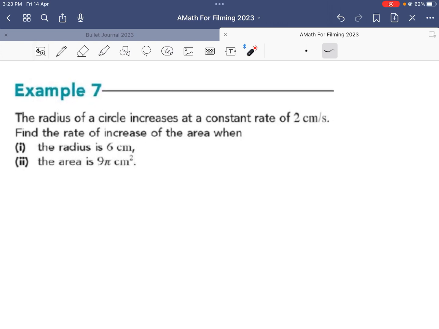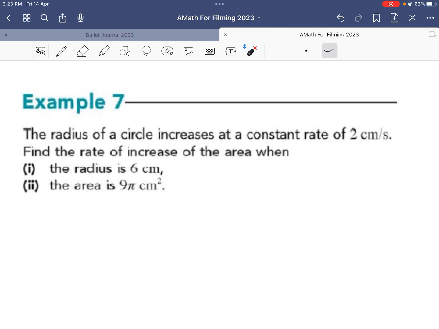Now I will speak about example 7. Example 7 can be found in your textbook on page 38. It talks about the radius of a circle. What we need to know here is this: the radius of a circle increases at a constant rate of 2 cm per second. So we know about circle, and then we know area.